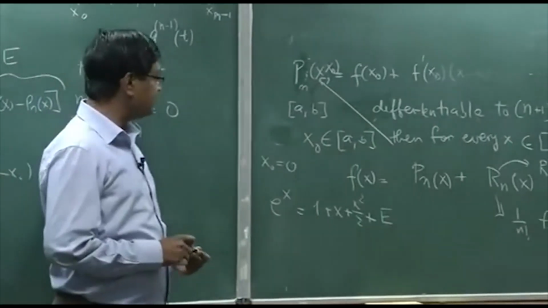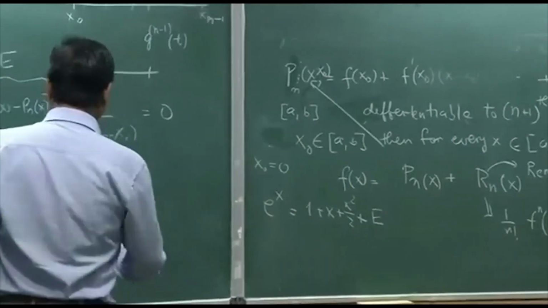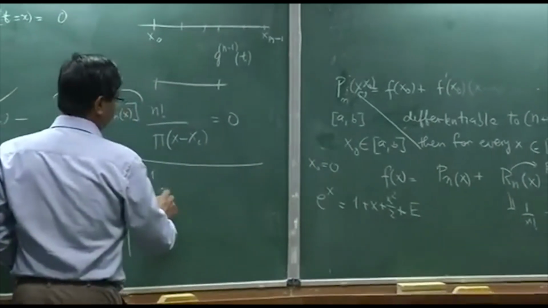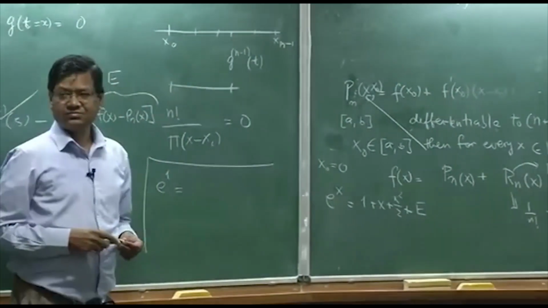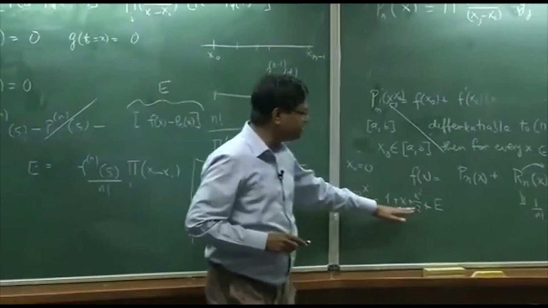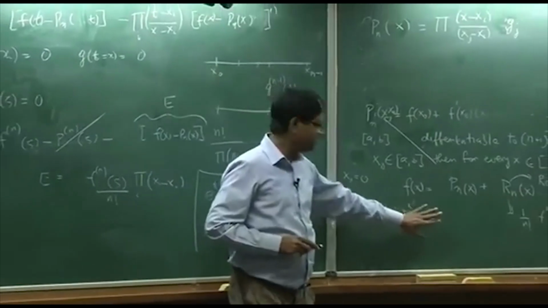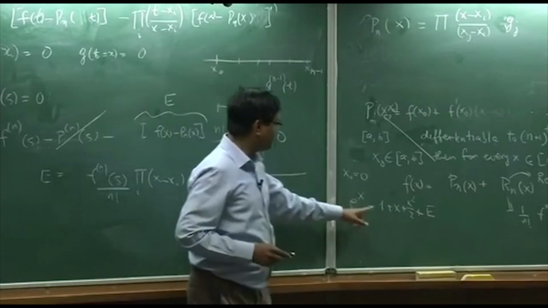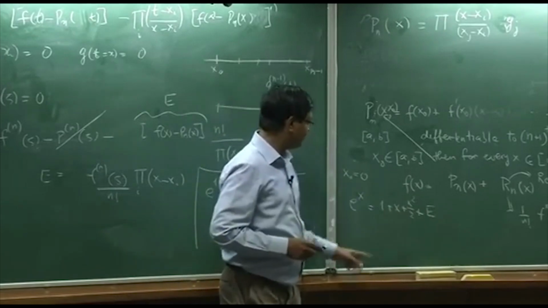Now, let us try to estimate the value of the function e to the power 1. According to this, what is the value without error? If I do not worry about the error, it is 1 plus 1 plus half, 2.5.